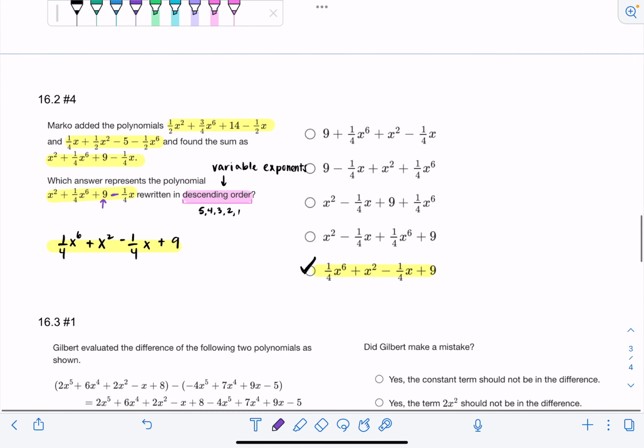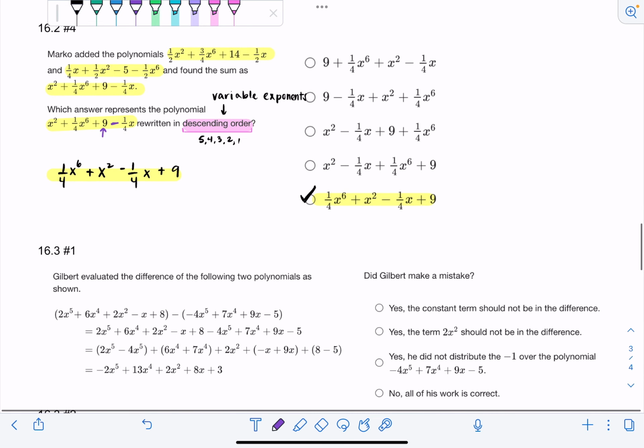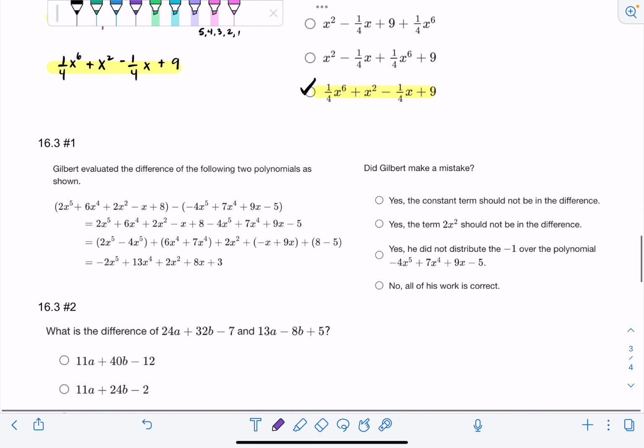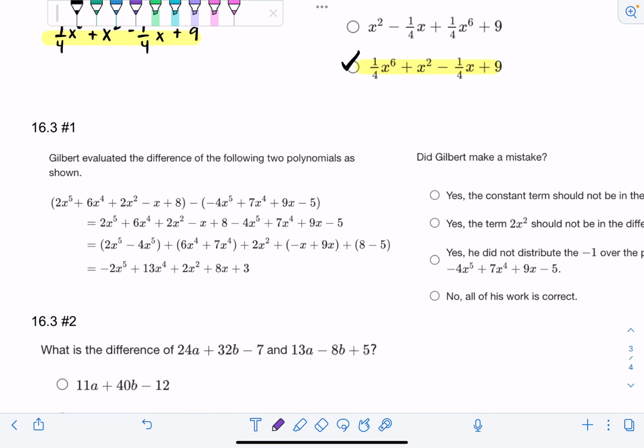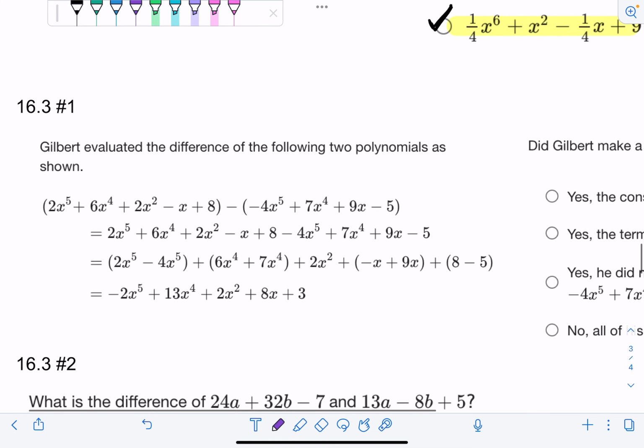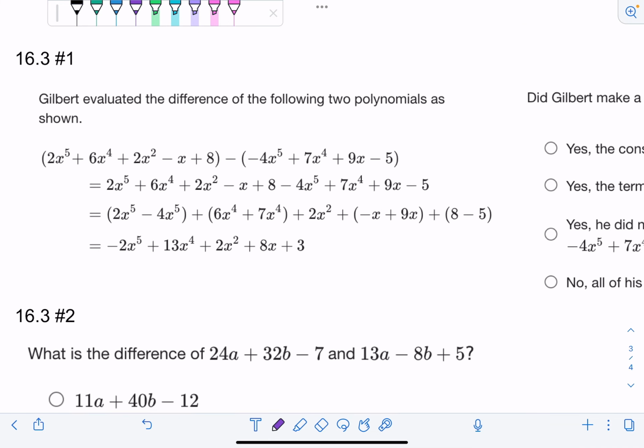Okay, so last workbook, 16.3, number 1. Gilbert evaluated the difference of the two polynomials as shown. So it's another one where we need to find the mistake. This time he does it horizontally. In the first problem like this, he did it vertically. I think it was 16.2, number 1. So this is just structured a little bit differently. We're going to go through each step and then we'll look at the possible responses, see if we actually find a mistake.